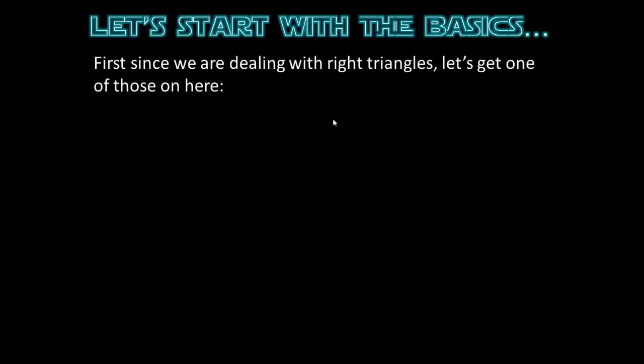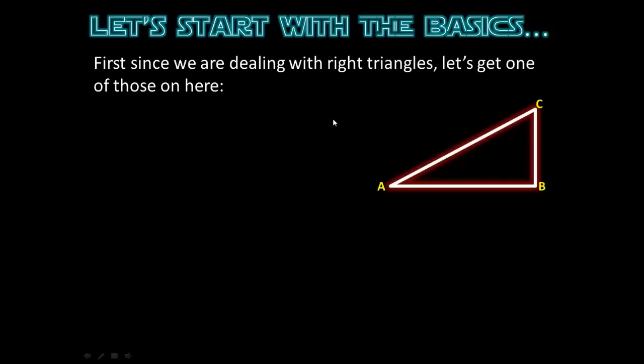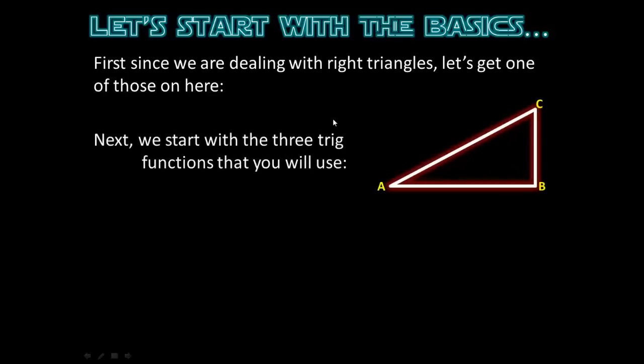First, since we're dealing with right triangles, let's get one of those on here. Triangle ABC. Next, we start with the 3 trig functions that we're going to use. Now these are all going to be in relation to angle A, because if you did it with a different angle, you would get a different ratio. I'll explain that in a minute.